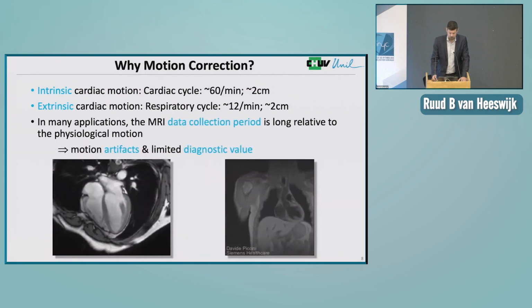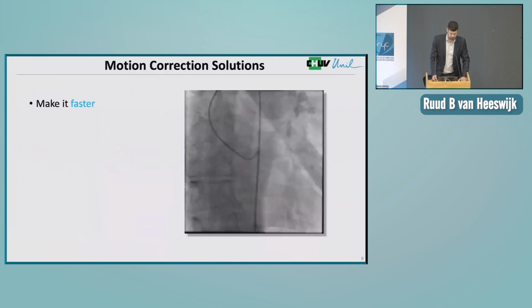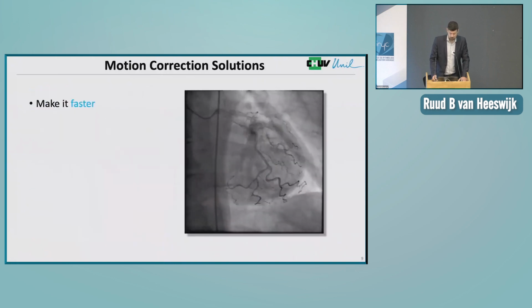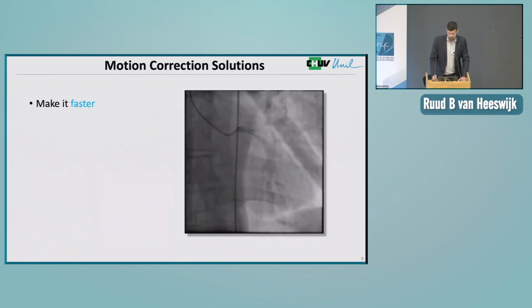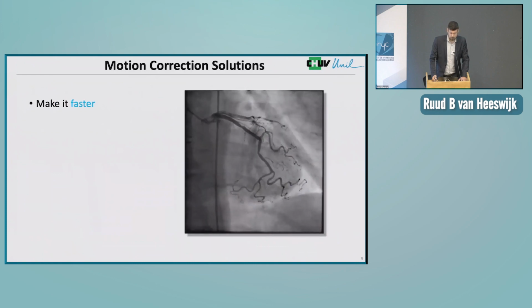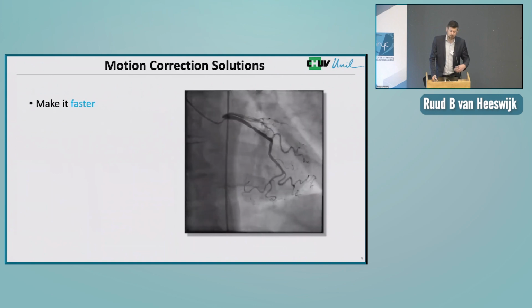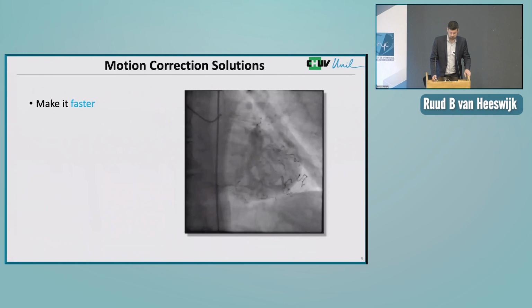And in many applications, unfortunately, the MRI data collection period is quite long compared to this motion. So we need to do something else than just acquire fast. Because if you just acquire fast, like you can see here on the right with an X-ray angiogram, then we don't need to correct for any motion. Here the frame rate is sufficiently high, and each frame is completely acquired, that during this frame basically there is no motion. Well, that works.